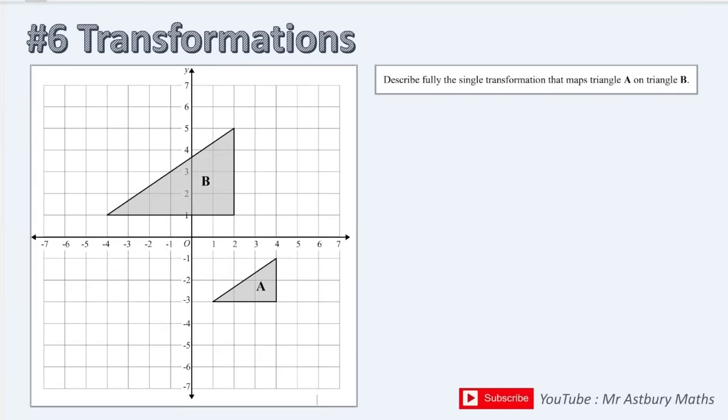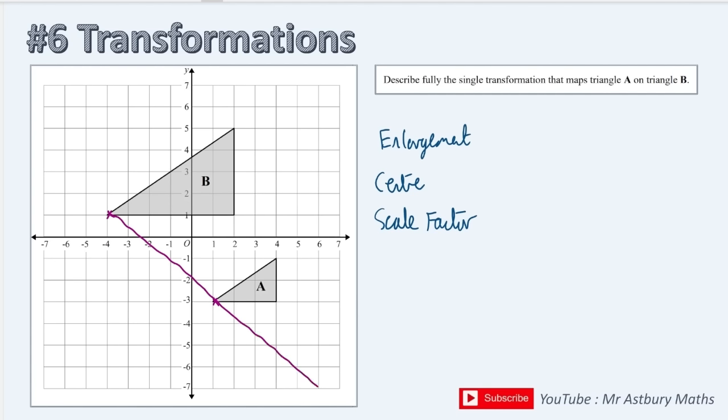For an enlargement, I need to state three things. First off, I need to state that it is an enlargement. I then need to find the center of enlargement, and I also need to find the scale factor of that enlargement. So in order to find the center, this is the tricky part. You need to find two corresponding vertices. So these two are the same position on both shapes. And then you're going to need to draw a straight line connecting them, and then you're going to have to extend that line on.